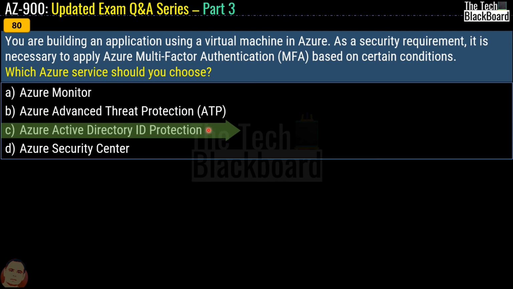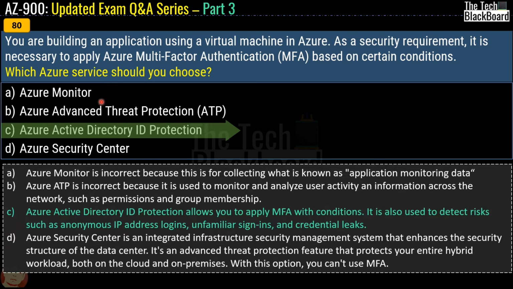Now let me give you a little more details on all the services listed here in the question. Azure Monitor is the incorrect option because this is for collecting what is known as Azure monitoring data. It has nothing to do with Azure multi-factor authentication. Moving on with Azure Advanced Threat Protection, this is incorrect because it is used to monitor and analyze user activity and information across the network, such as permissions and group membership. And as you can see, this also is not related to Azure multi-factor authentication.